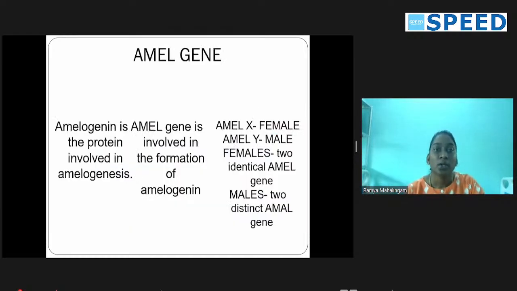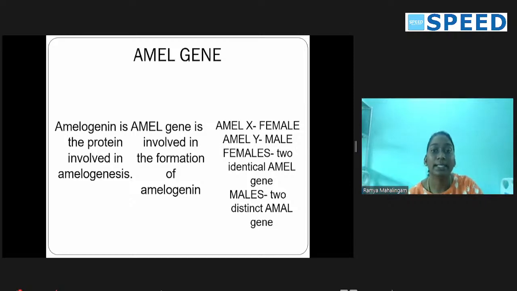Okay, then moving on to the amelogenin gene. So this particular gene is present in both females and males. The X gene is seen in the female and the Y gene is seen in the male. Okay, females have two identical amelogenin X genes.